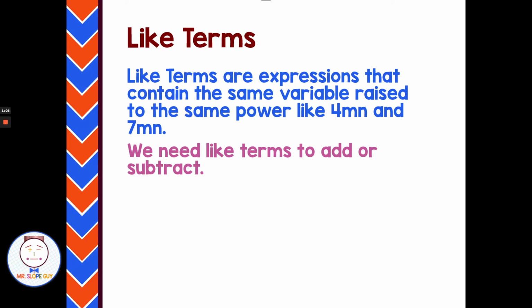Like terms. Like terms are expressions that contain the same variable raised to the same power, like 4mn and 7mn. So 4mn and 7mn are like terms because both terms have the same variables, m and n, and they're both raised to the first power. And we need like terms in order to add or subtract.